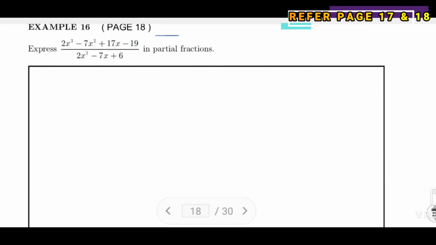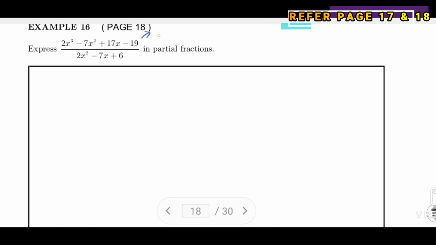Example 16 on page 18. Express 2x cubed minus 7x squared plus 17x minus 19 over 2x squared minus 7x plus 6 in partial fractions. The polynomial in the numerator is of degree 3 and the polynomial in the denominator is of degree 2. The degree in the numerator is greater than the degree in the denominator. So this is an improper fraction. For an improper fraction, the first step is to do long division.